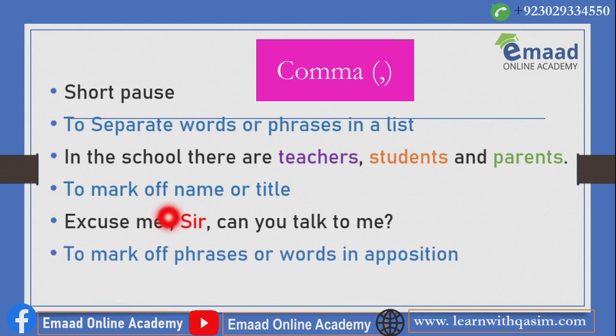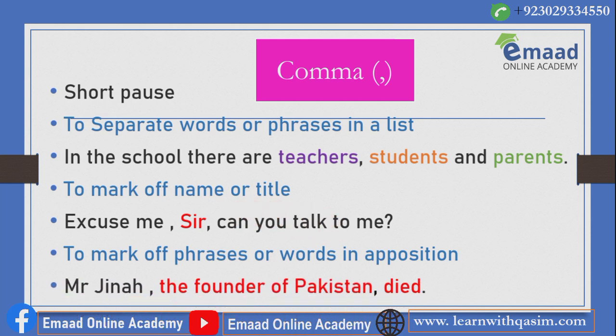To mark off phrases or words in apposition, we also use a comma. For example, Mr. Jinnah, the founder of Pakistan, died. So here are the two words or phrases. Mr. Jinnah, the founder of Pakistan, it's a noun in apposition, so we use commas at the beginning and end of the founder of Pakistan to indicate this type of use of a noun in apposition.